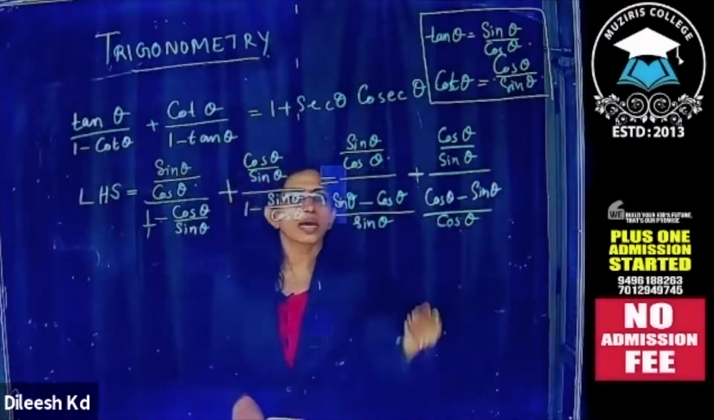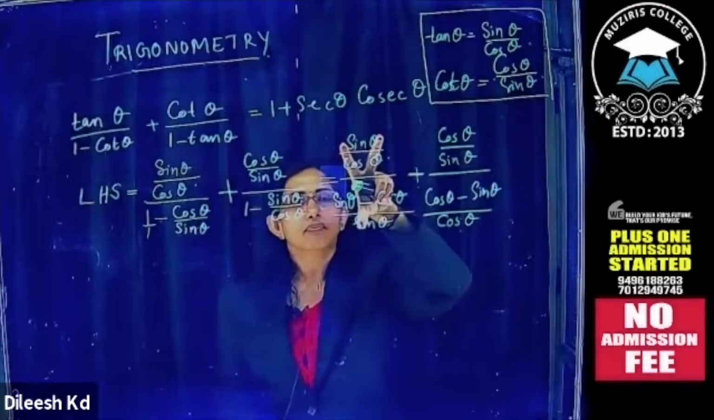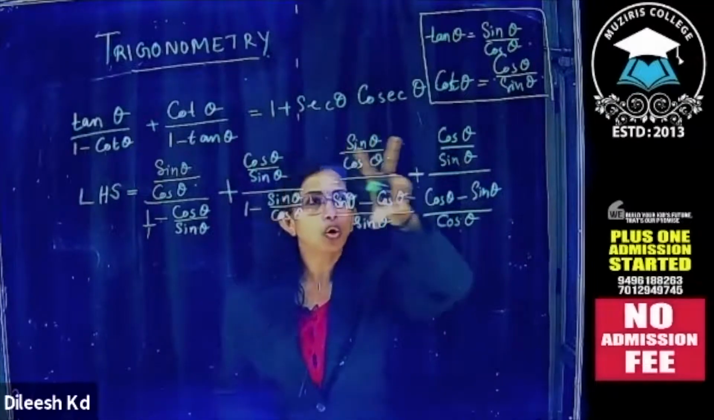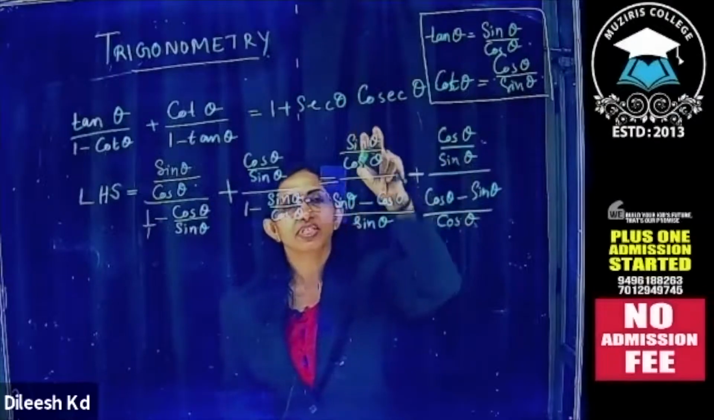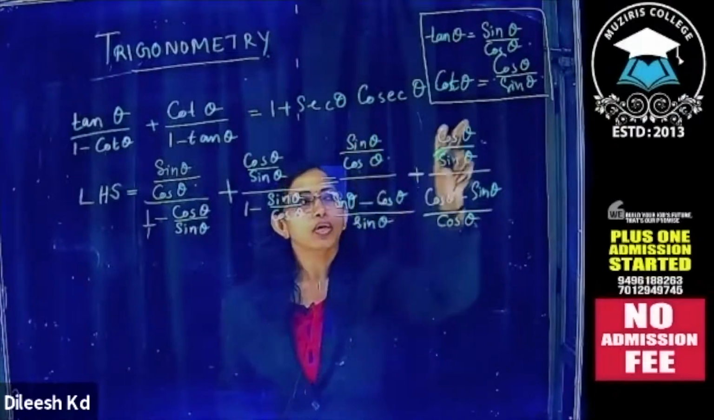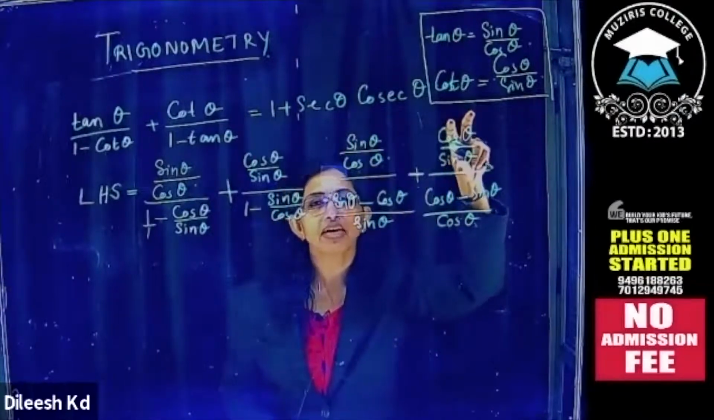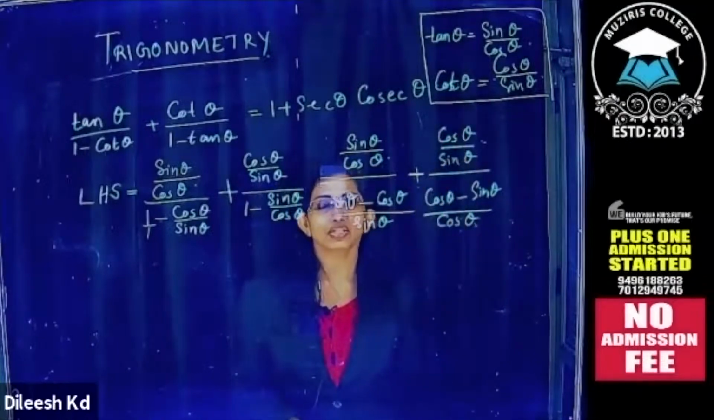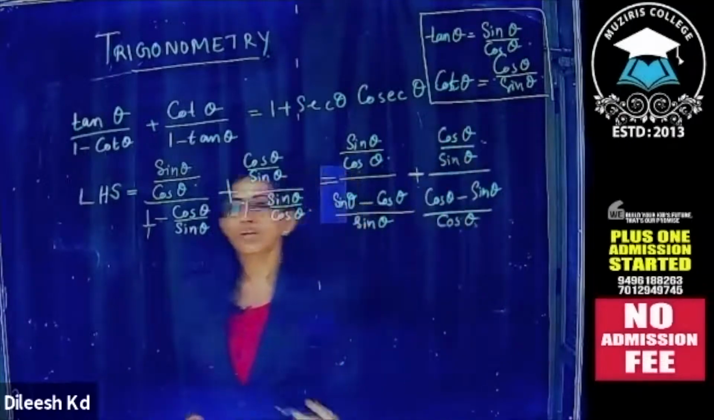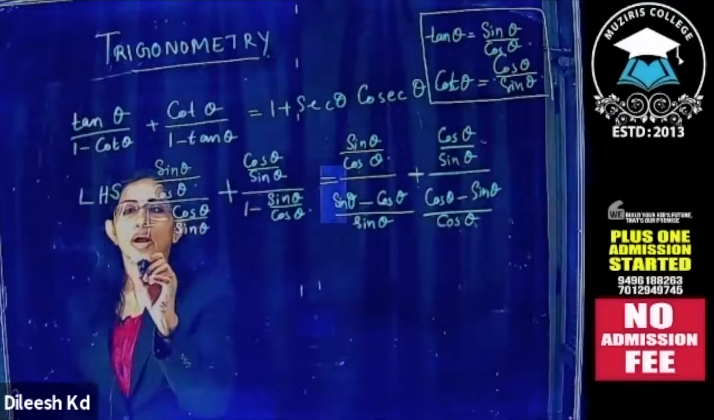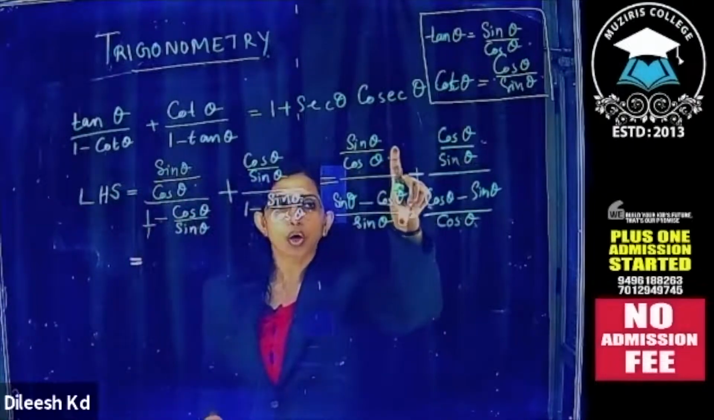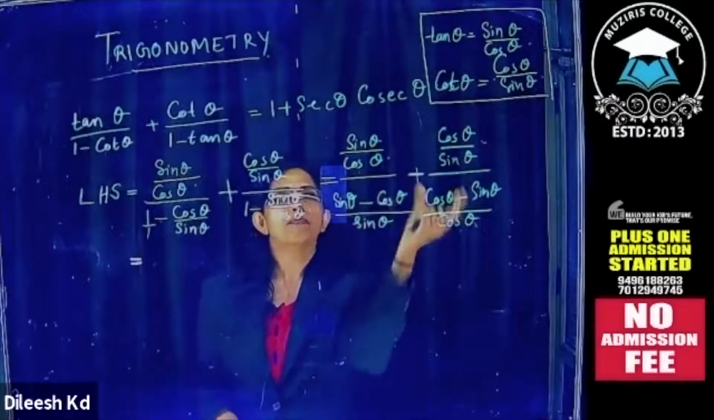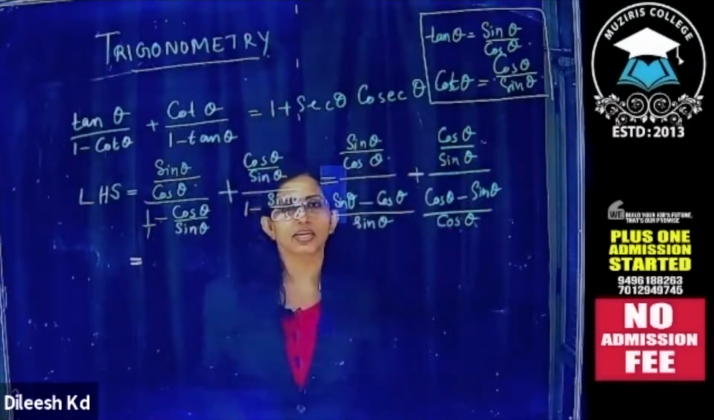See, look here. The first part, here we have a ratio. Here also we have a ratio. That is sin theta by cos theta, which is divided by a ratio. Here also cos theta by sin theta, which is also divided by a ratio. Okay, so if we got a ratio, what will we do next? We have to take the reciprocal of the denominator and multiply it with the numerator, isn't it?